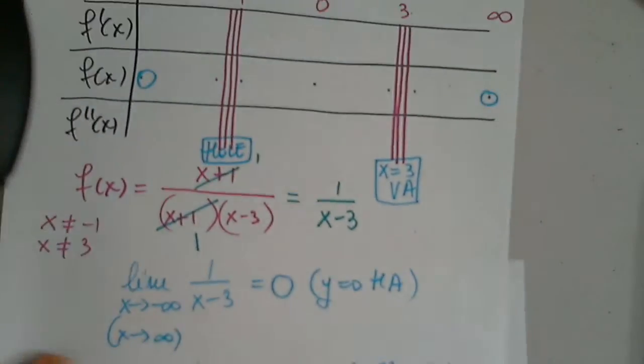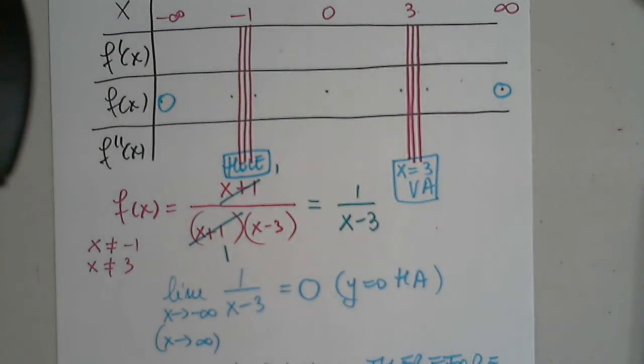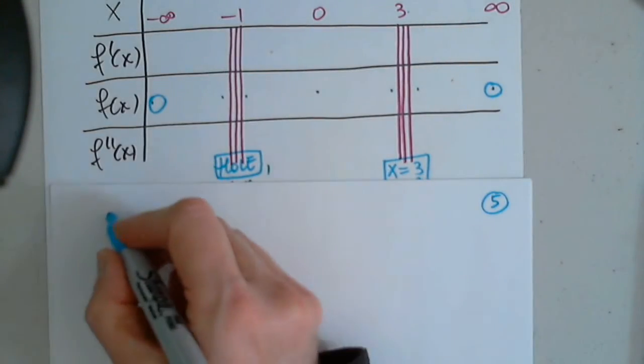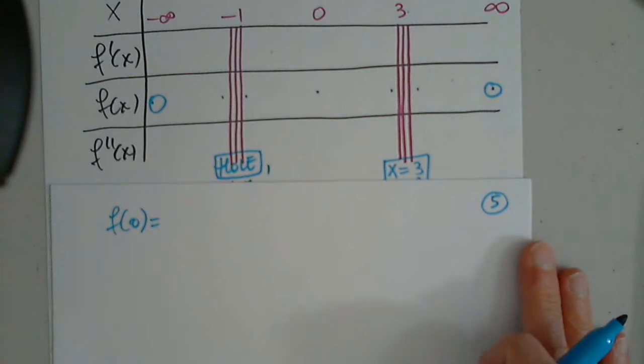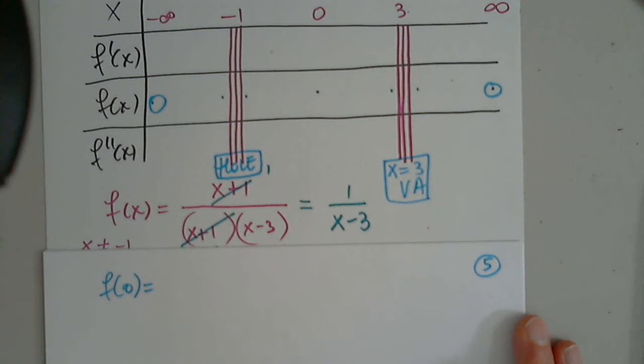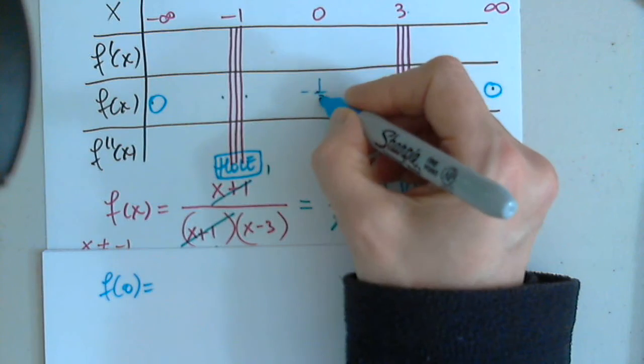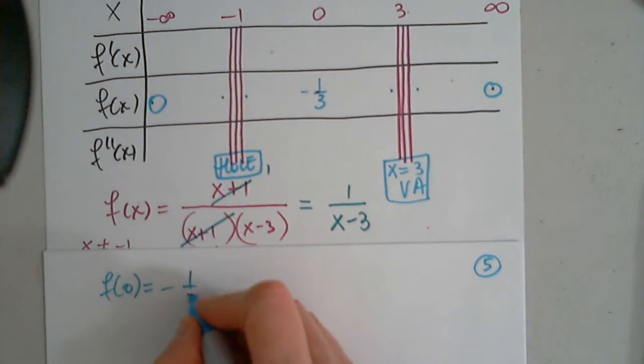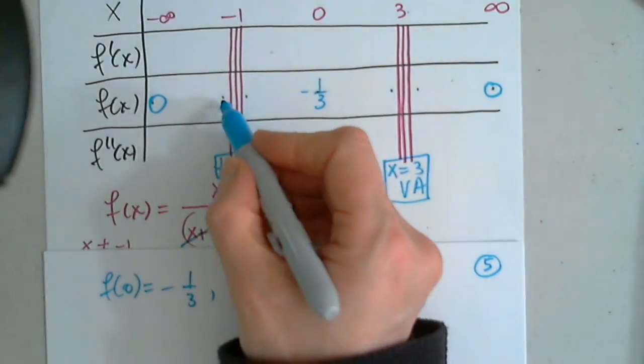F of 0. Can anyone give us f of 0? Anyone? Alex, f of 0? Negative 1/3. Very good. Why do you torture me? Okay. Good. Now I need to determine these limits.